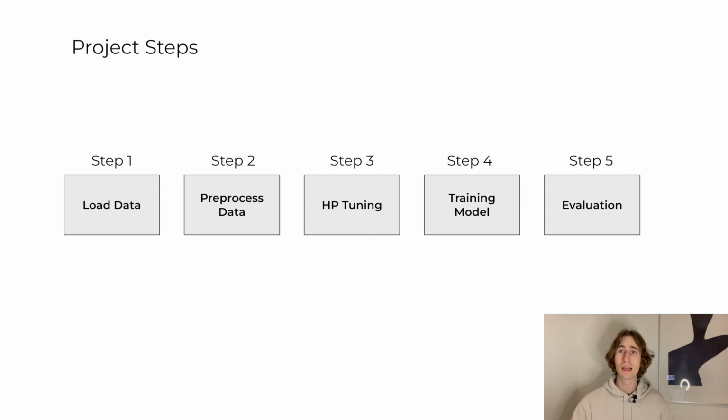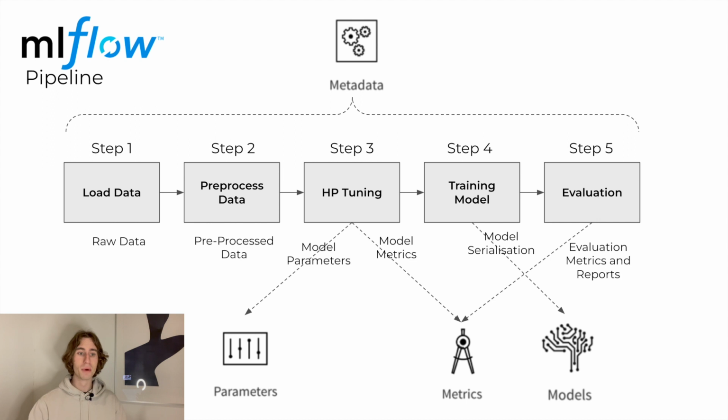So let's consider the steps of any ML project, where we load the data, pre-process it, do some hyperparameter tuning, train the model, and then do the evaluation on it. We can augment this project by using MLflow to store different parameters in the hyperparameter tuning stage and then also save their according metrics. We can also save the models if we want, or we can save just the final model that is the best.